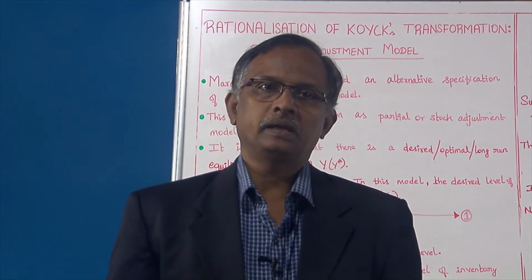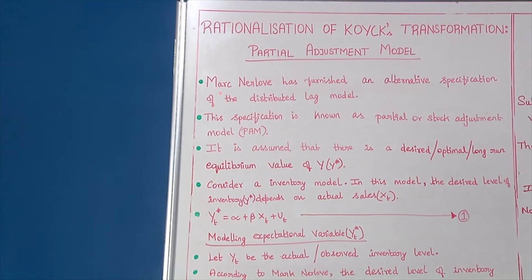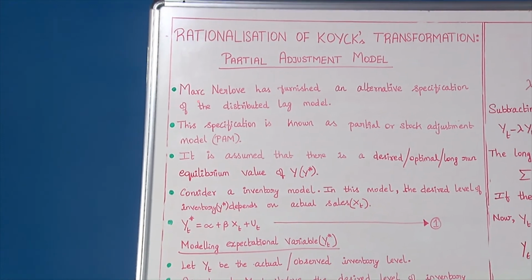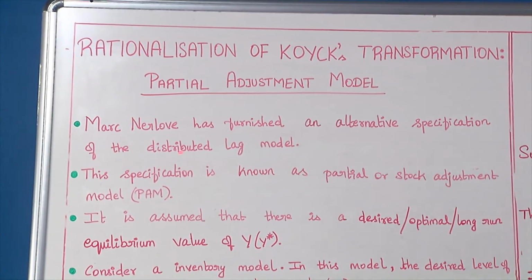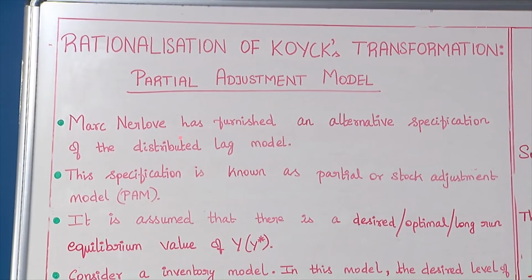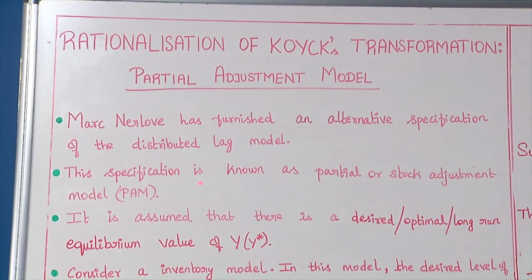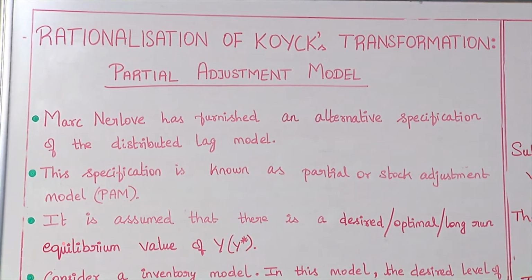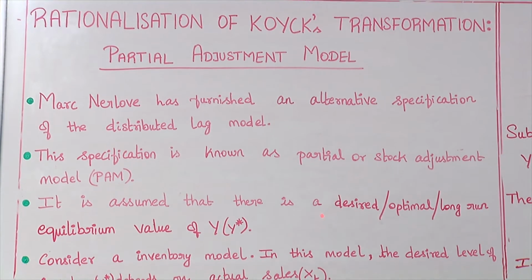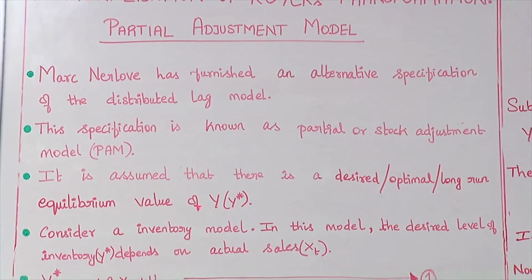Let us go to the model. Now let us see the partial adjustment model. The partial adjustment model was proposed by Marc Nerlove. This is another justification for the KOYCK transformation. This specification is known as the partial or stock adjustment model. It is assumed that there exists a desired or optimal or long run equilibrium value.